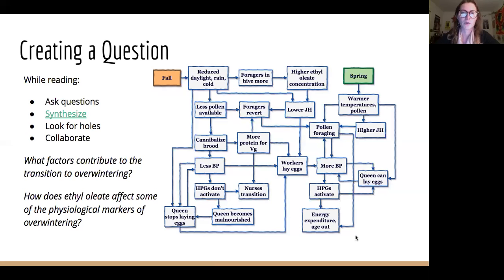So when I'm asking questions about this problem, the overarching question is what factors contribute to the transition to overwintering? Because we don't quite know exactly what it is. But then to get more specific, to come up with a question that you can create a testable hypothesis for, I asked the question like, how does a particular pheromone, ethyl oleate, affect the physiological markers of overwintering?